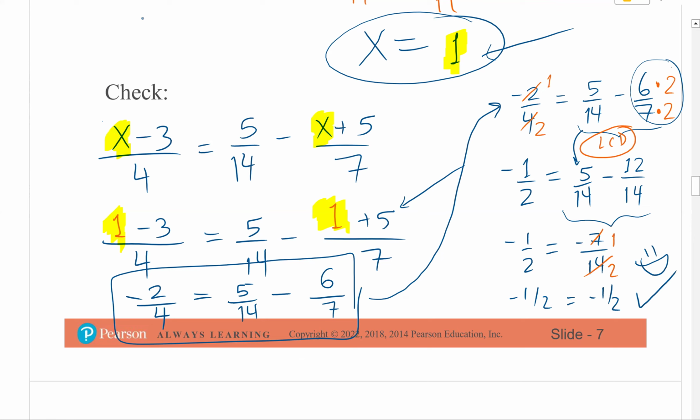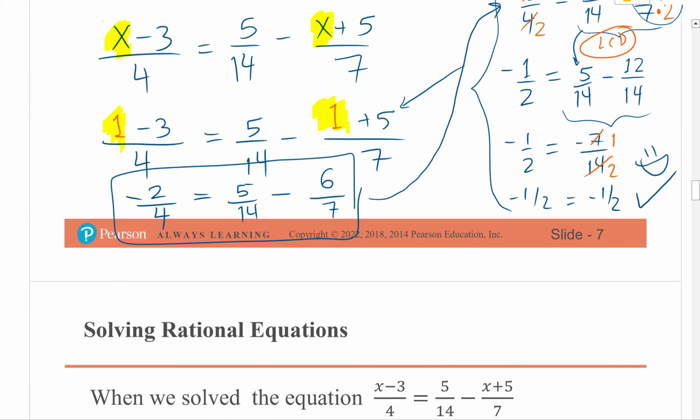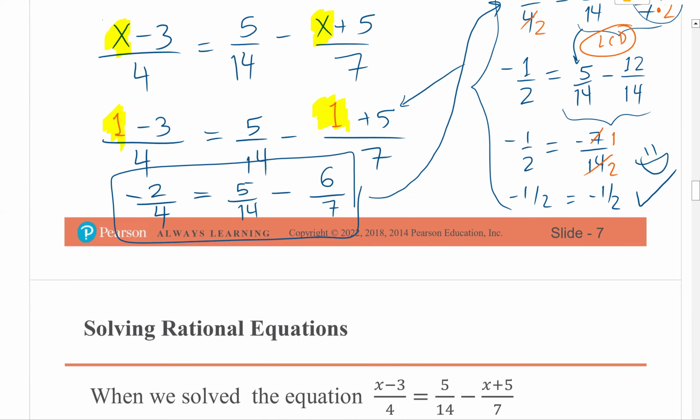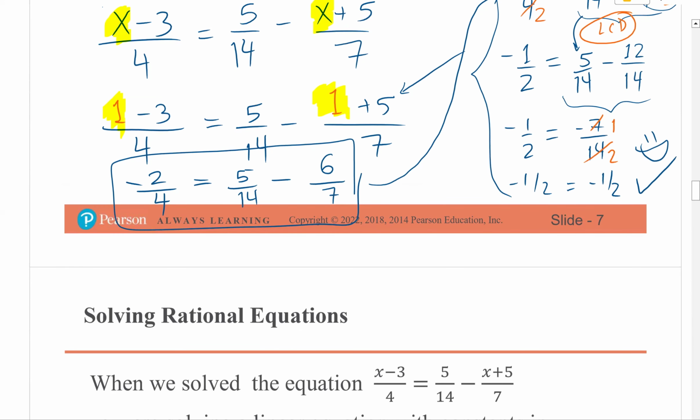But I almost think in this problem, you're more likely to get the right answer, but then make a silly mistake in the check. My check would be wrong. And then I think I did something wrong in finding x when it really was checking it that I did something wrong. Oh, geez.